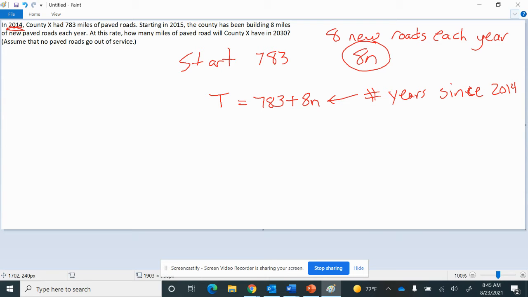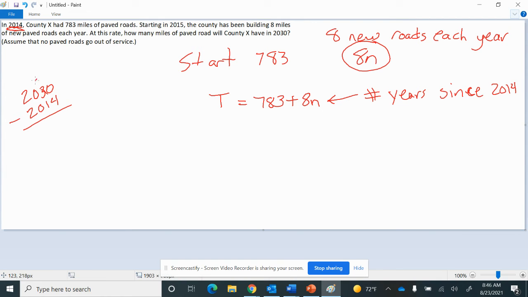So, if we want to figure out how many roads there were in 2030, we first need to figure out how many years it's been since 2014. So, we're going to find our n. The way we're going to do that is figure out how many years it's been since 2014 to 2030. We can always find the difference by doing a subtraction problem. So we take the year 2030, we take away 2014.